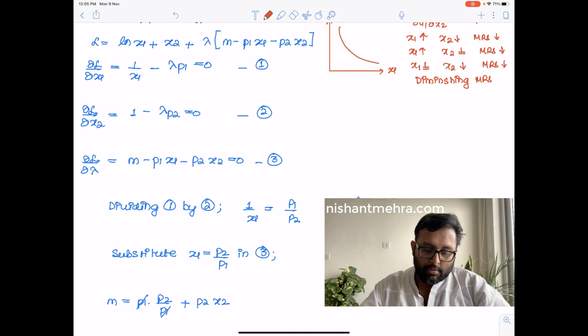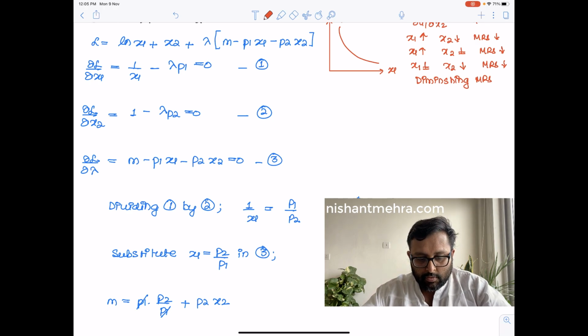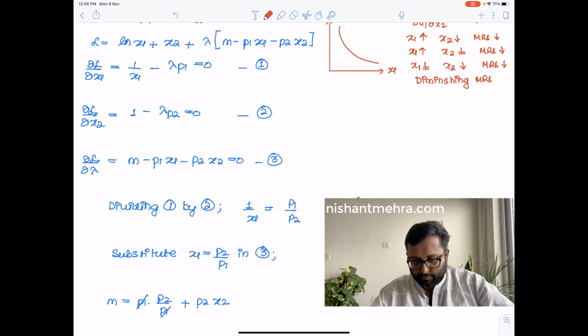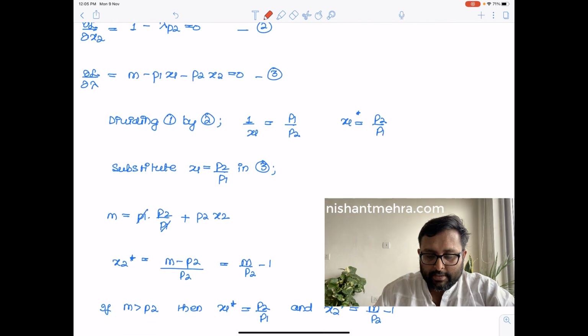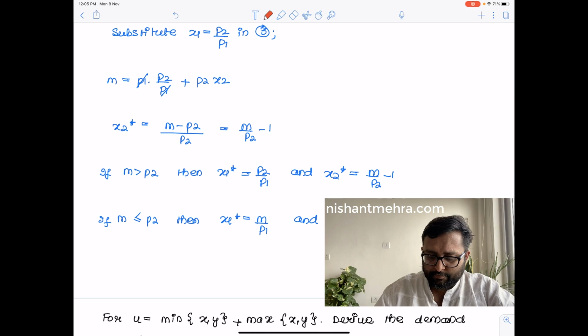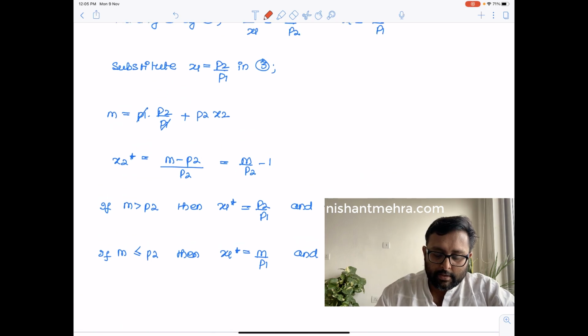So you have the Lagrange, which is log of x1 plus x2 plus lambda times m minus p1 x1 minus p2 x2. Just use three partial derivatives: one with respect to x1, another with respect to x2, and another with respect to lambda. You've already found that out. And you get the value for x1 star, which is p2 by p1. You substitute this x1 star back into the third expression, and you get this m.